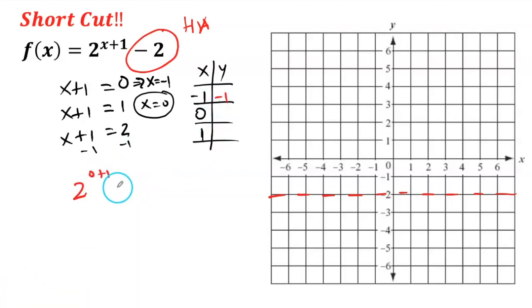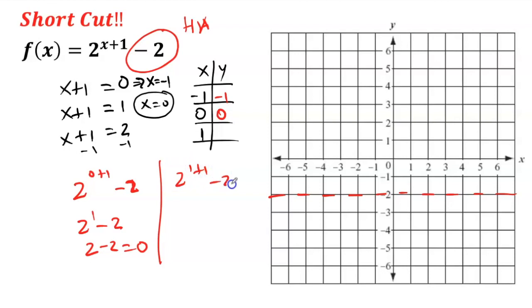2 to the 0 plus 1, minus 2. I'm replacing the x by 0. 0 plus 1, 2 to the first, 2 minus 2. And I'll do the same with the 1. 2 to the 1 plus 1 minus 2. 1 plus 1 is 2. 2 squared is 4. 4 minus 2 is 2.